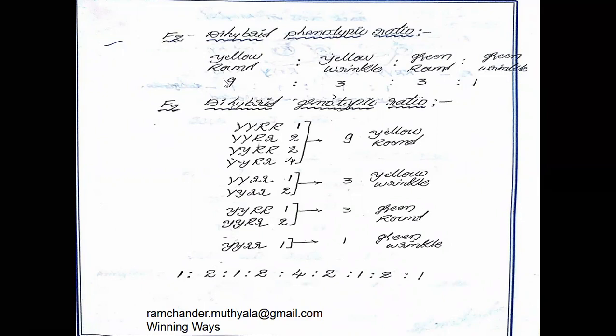And the phenotypic ratio is 9:3:3:1. It is the dihybrid cross, or law of independent assortment. It is the second law of Mendel.